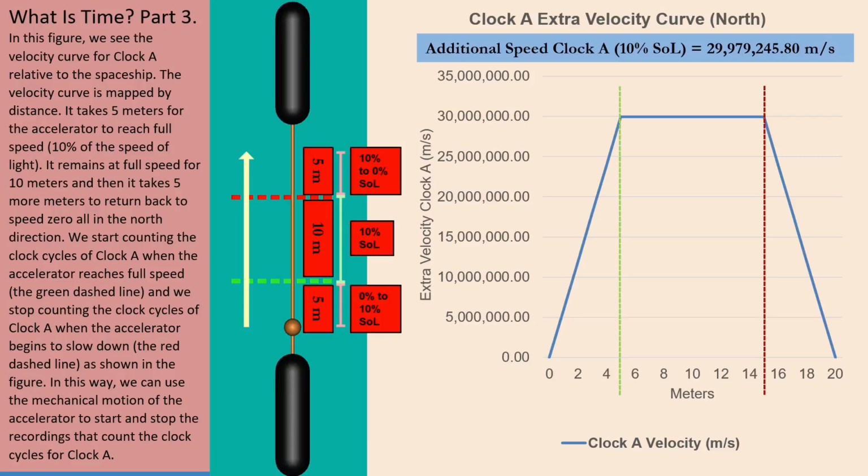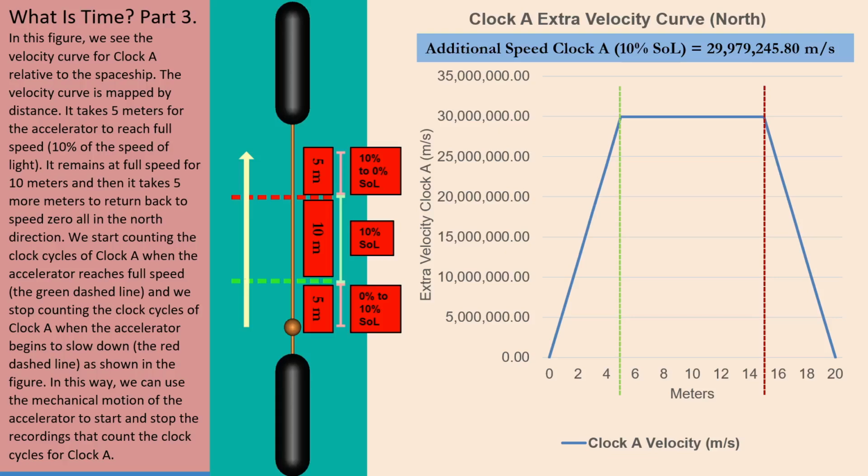In this figure, we see the velocity curve for clock A relative to the spaceship. The velocity curve is mapped by distance. It takes 5 meters for the accelerator to reach full speed, 10% of the speed of light. It remains at full speed for 10 meters, and then it takes 5 more meters to return back to speed 0, all in the north direction.